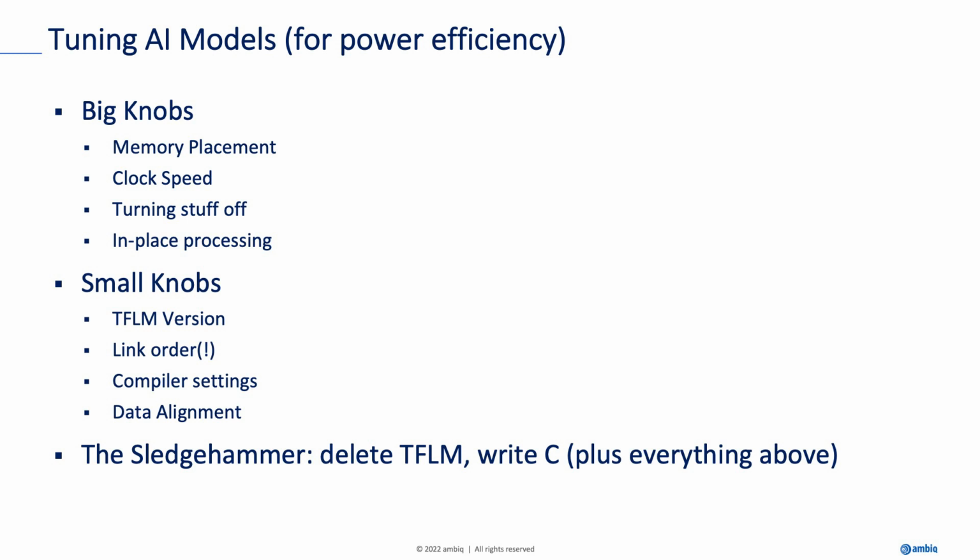Then the less obvious knobs are the TensorFlow Lite version, which evolves almost weekly, and how you link these libraries in. This should have no impact, but it does. And then compiler settings, data alignment, and so on. I'll get into the details. What I won't get into is the sledgehammer, which is to just get rid of TensorFlow and write it in C as Paul is doing, and then you can optimize that as you would any other application.